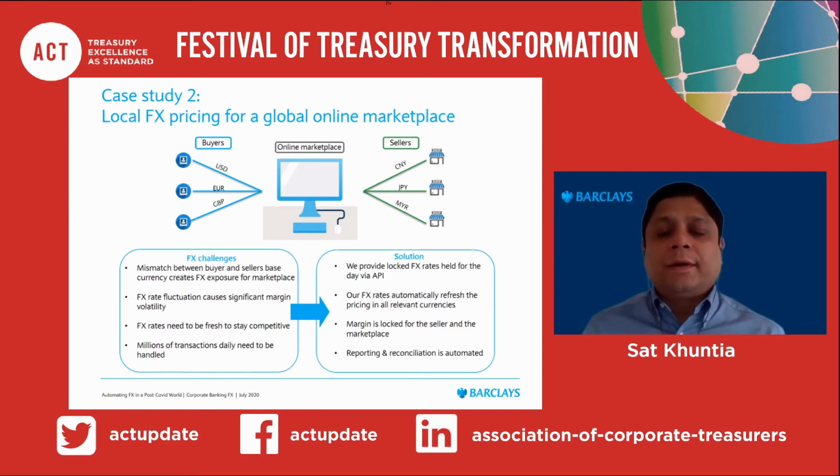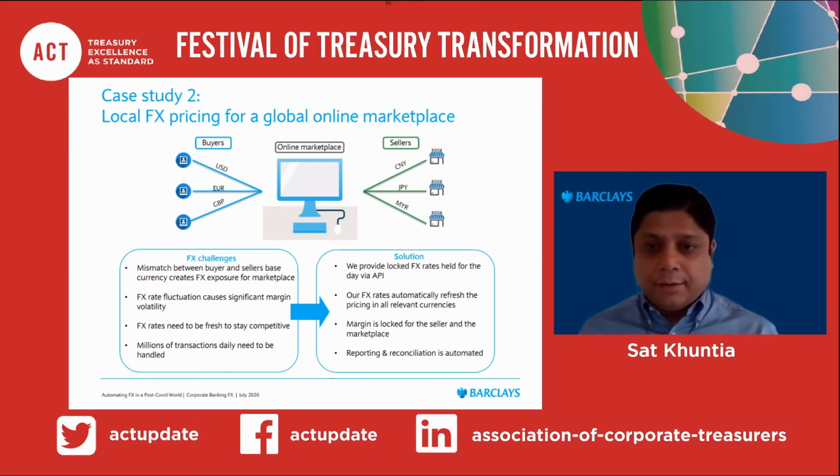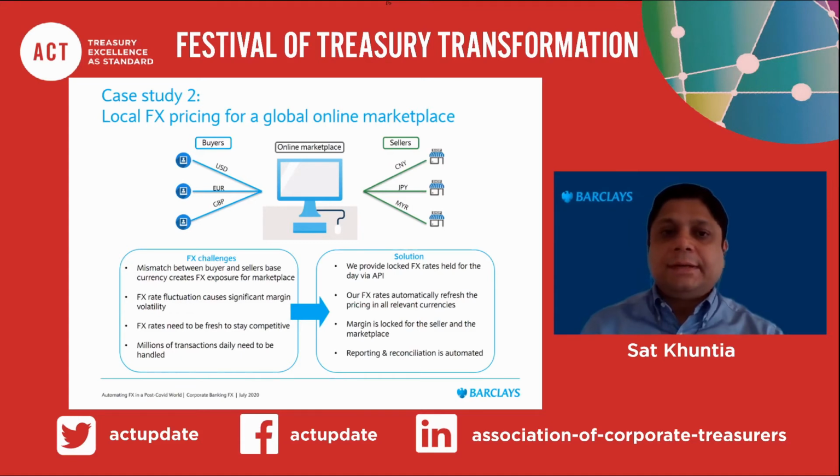Now, behind the scenes, of course, we are risk managing those flows, so they've effectively outsourced the risk of some of those FX volatilities to us. For the seller, the margin is now completely locked, irrespective of what happens to the currency pair, and that's a huge benefit for them. Typical sellers have margins of 5 to 6%, so 2 to 3% moves could wipe out a lot of their profits. So margins are locked for the sellers.